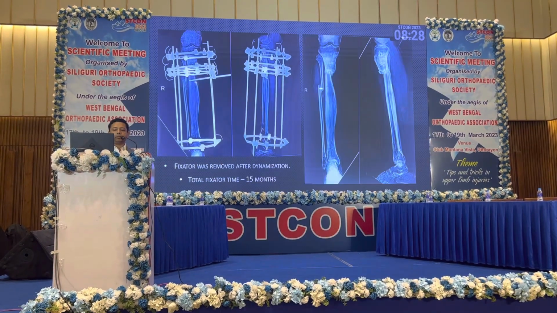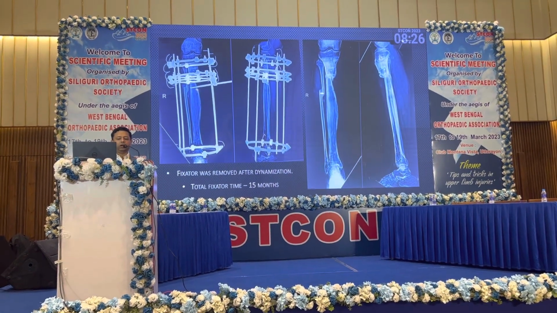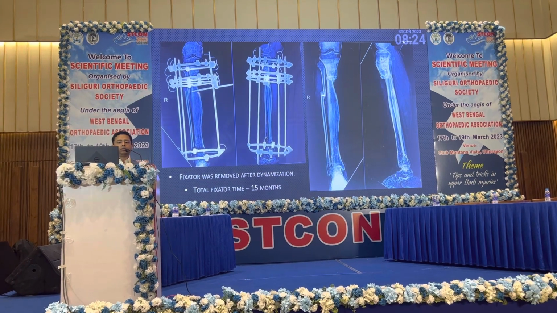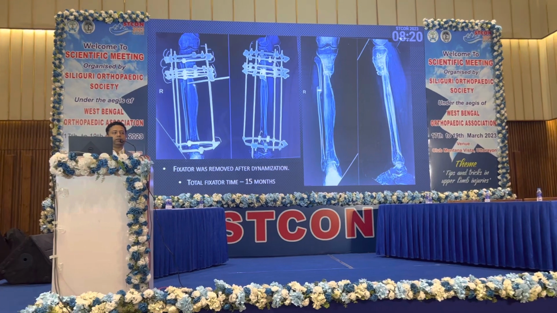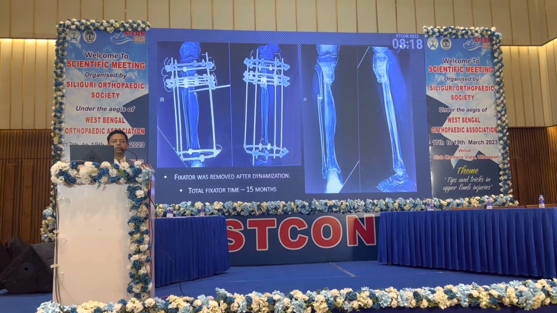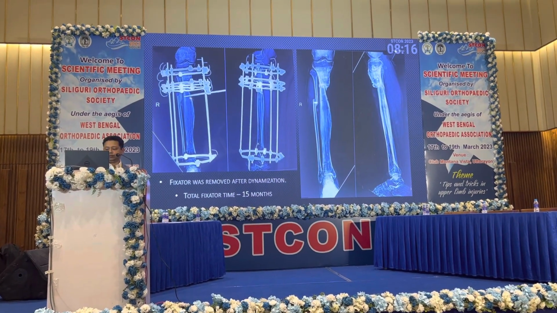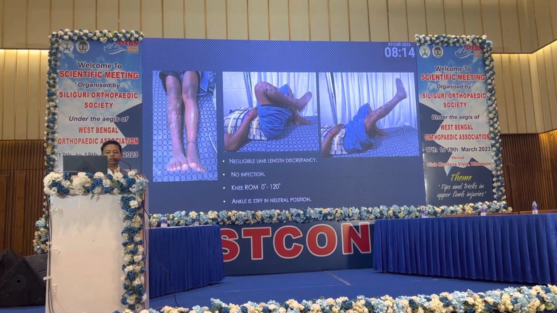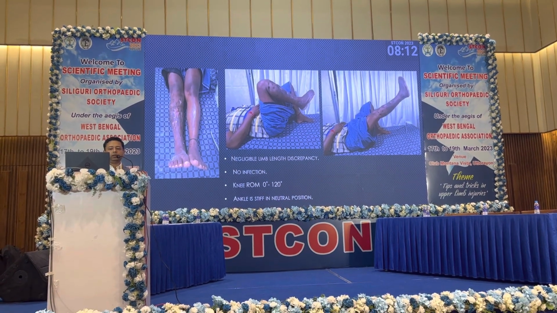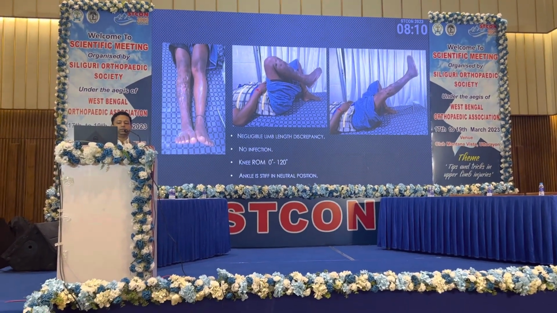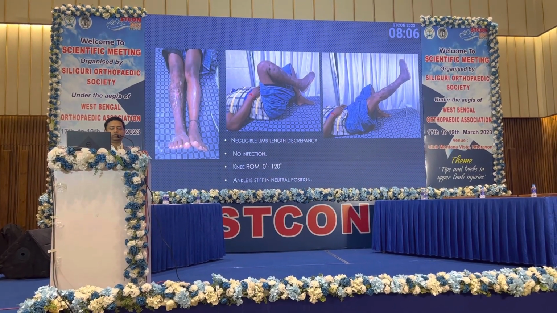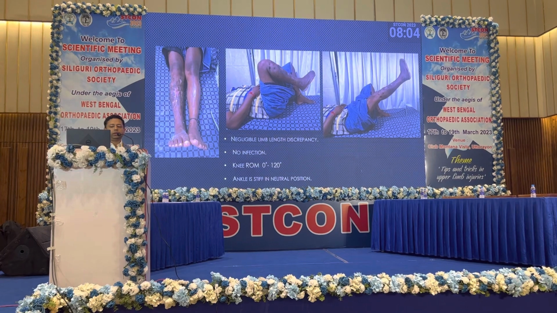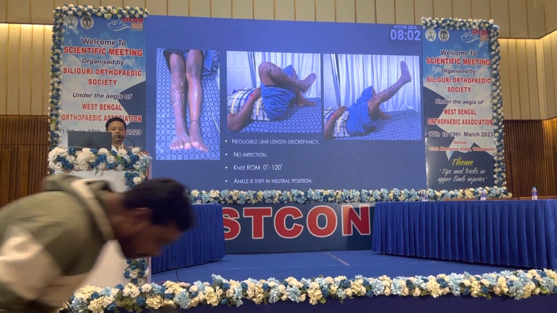And there was minimal pin tract infection. On and off, it can be there. So after dynamization, we removed the fixator at around 15 months. So this is just after the removal of the fixator. We can see that there was negligible limb discrepancy. There was no infection. The knee range of movement was good, around 120 degrees, but ankle stiffness was there.